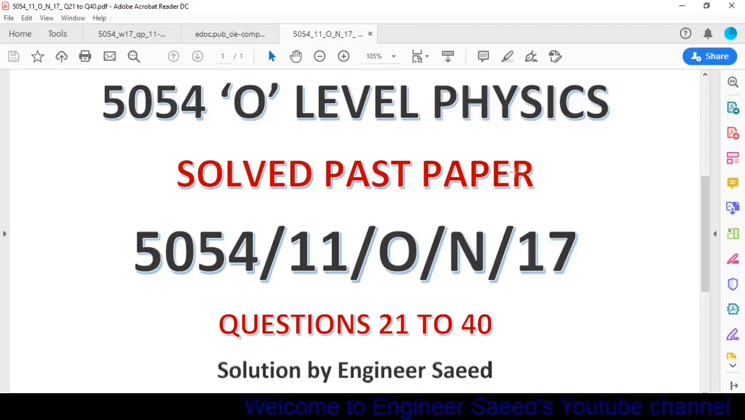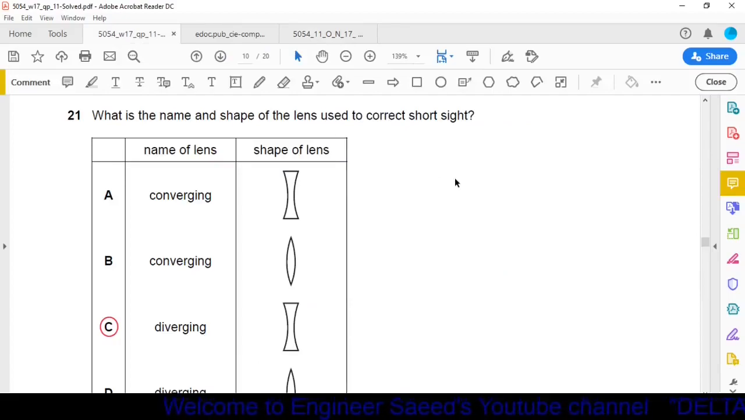Now we are going to solve O-Level Physics 5054, Paper 1, Variant 1, October/November 2017, questions 21 to 40. Questions 1 to 20 we have already solved. Now we have to start question 21.